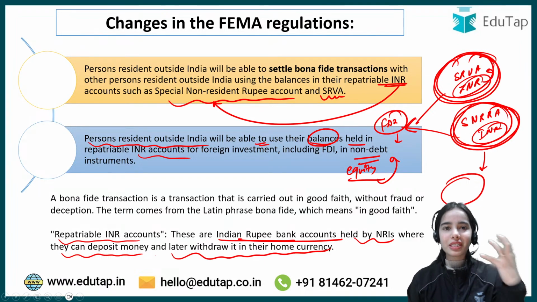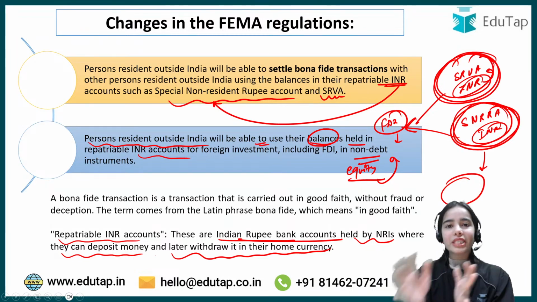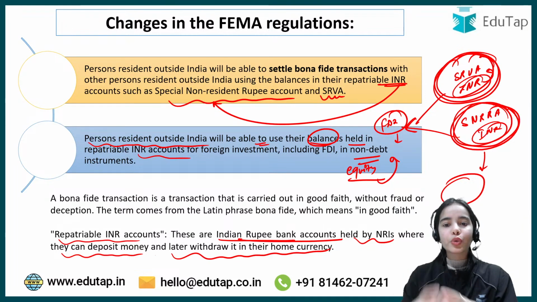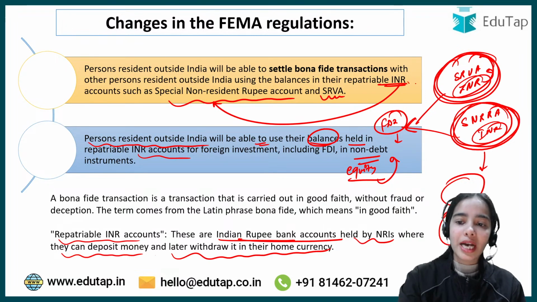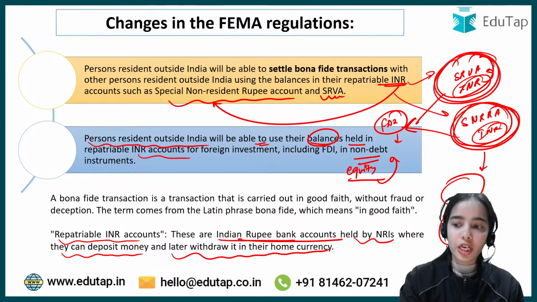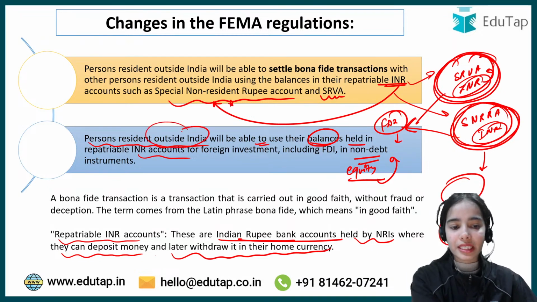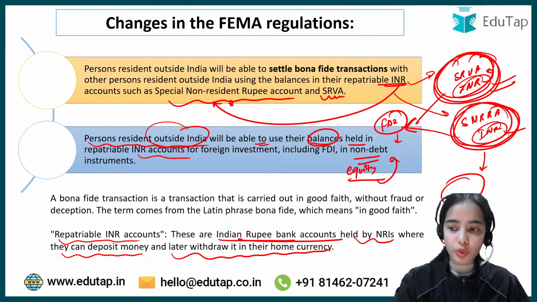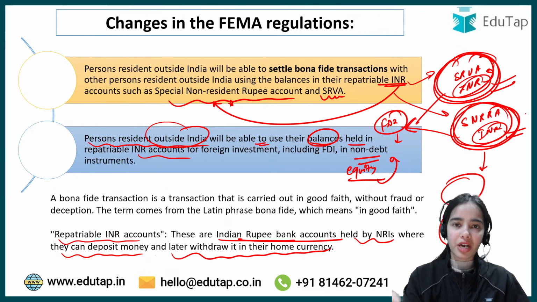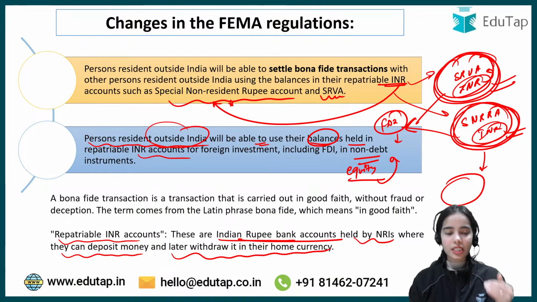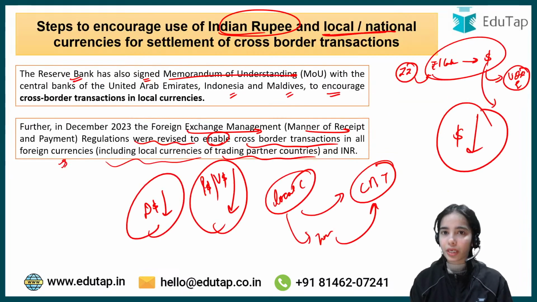Okay, so a person resident outside India will be able to settle a bona fide transaction with another person resident outside India using the balances in their repatriable INR accounts, that is the SRVA or the special non-resident rupee account. A person resident outside India will also be able to use the balances in these repatriable accounts to invest in India in foreign direct investment or in equity instruments. So these are some of the updates that have happened in the FEMA regulations.